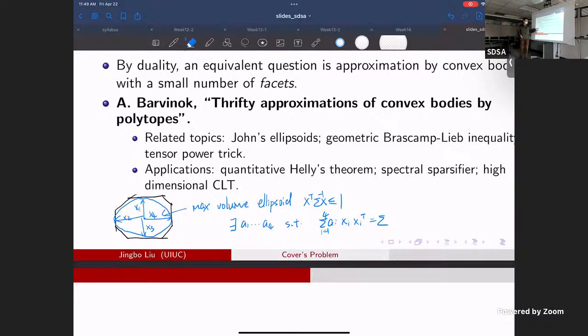And also in high dimensional CLT, this can be useful because you can first prove some high dimensional CLT for half spaces. And then once you get the bounds for half spaces, you can get bounds for intersections of half spaces, which is the bound for convex polytopes with only a few vertices. But if you know by this paper that you can approximate any arbitrary convex body with another convex body with a few vertices, then you are done.